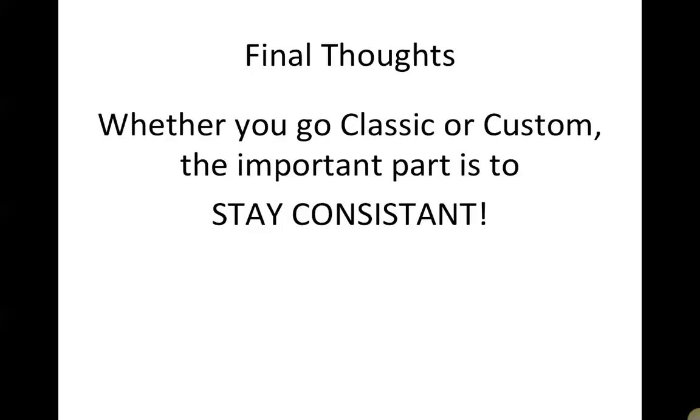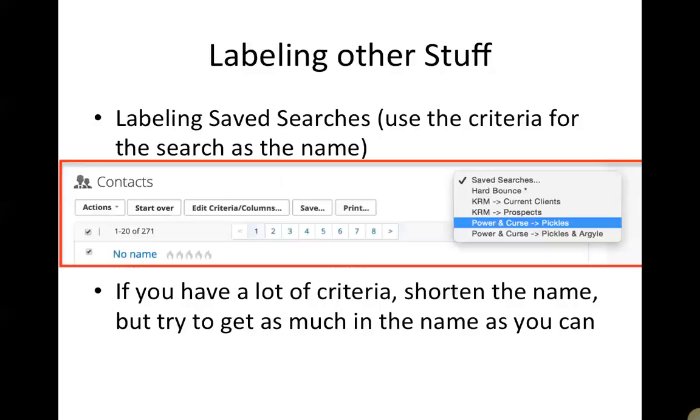Now let's go into labeling other stuff. So here are some quick examples of labeling other stuff. When you label saved searches, I try to put the criteria that I used for the search right into the saved search. If I've got multiple criteria for a search, a lot of times I'll create a tag for it. So I'll do all the multiple criteria, and then I'll put a tag on that. And that way I can just use that tag now when I do my saved search.